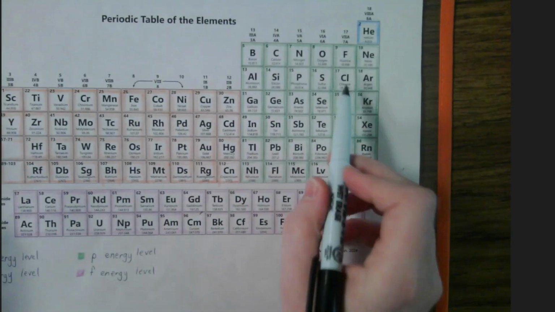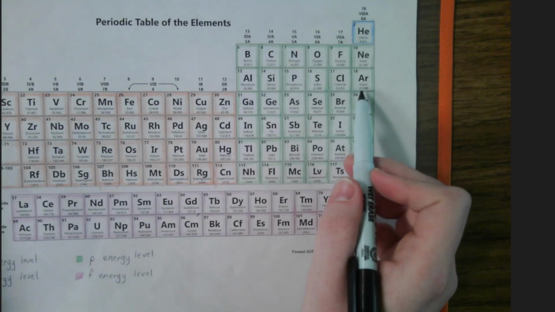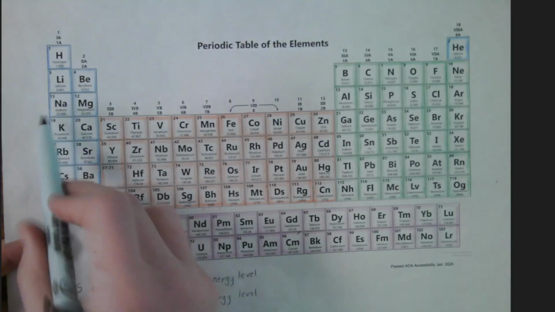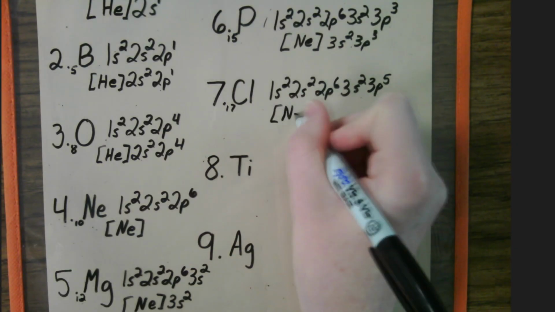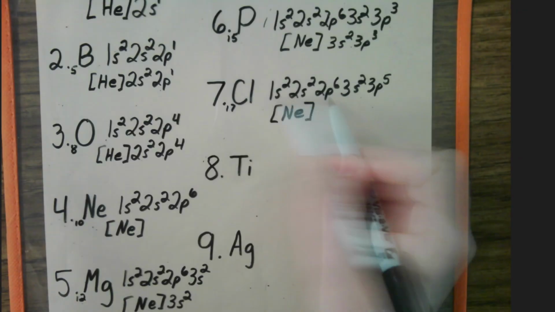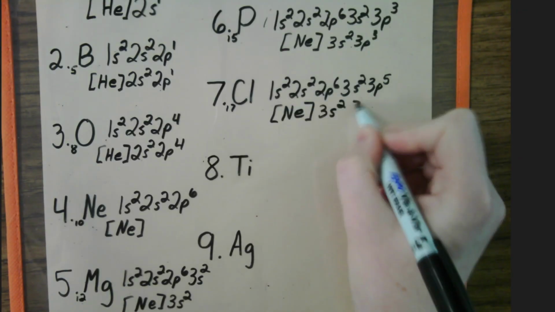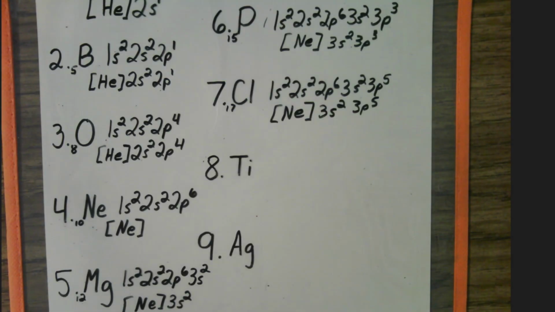Noble gas notation, yes, argon is the closest, but it has too many electrons. We've got to go backwards. So we go from chlorine all the way across my periodic table back to neon. So we've got our brackets, Ne. We know that neon is the same as these first three, so we're going to bring down 3s2 and 3p5. There's our configuration for that one.